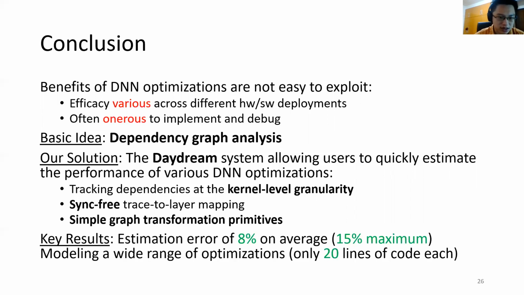In our evaluation, we show that Daydream can achieve a low estimation error of 8% on average, and we are able to model a wide range of optimizations with only around 20 lines of code each.